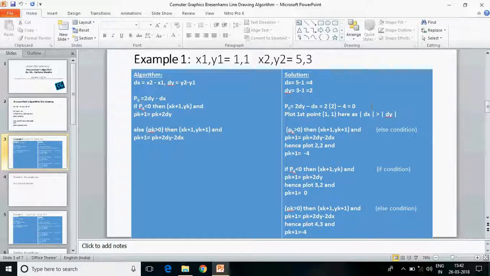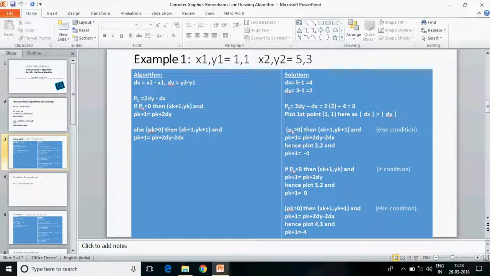Substitute the values here. Pk will be 0 plus 2 delta y, 2 times delta y will be 4, minus 2 delta x. 2 delta x is 2 times 4, 8. So 4 minus 8 will be minus 4. Now we have minus 4, again a decision parameter. So based on whether the decision parameter is less than 0 or greater than 0, we go for either the if condition or the else condition.